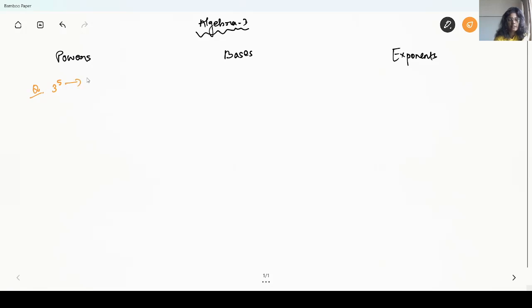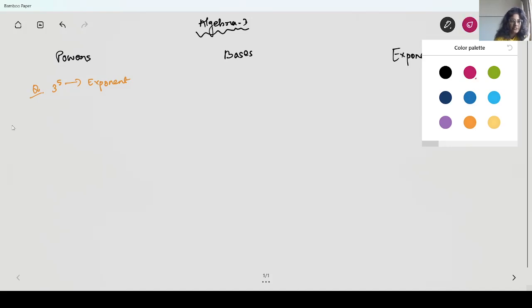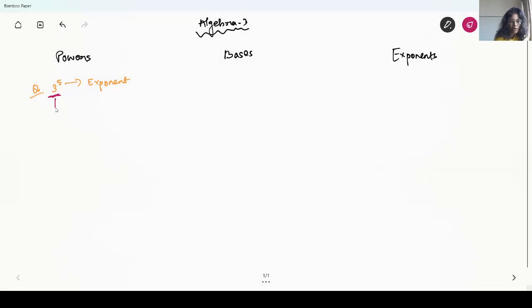This is basically the exponent. The number to which the power is raised is called the base. This is the base. And the entire expression, these kinds of expressions, are called powers. So this entire expression can be referred to as a power.